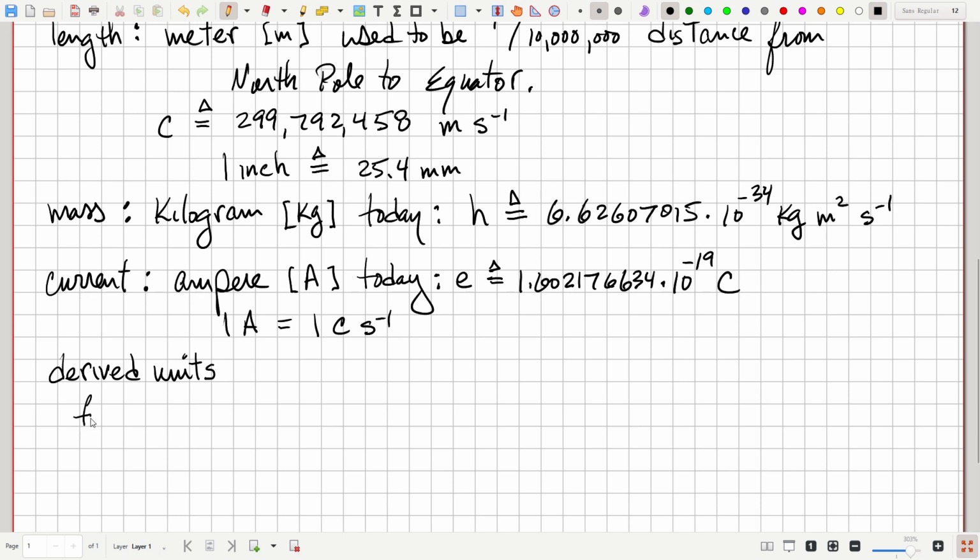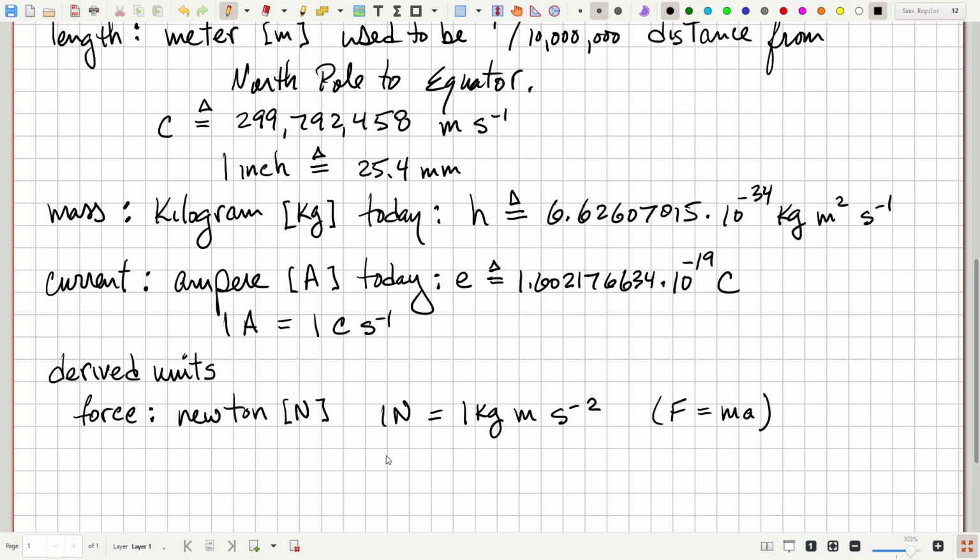So we have force. The unit is the Newton, represented by capital N, and it's defined as 1 Newton equals 1 kilogram meter per second squared. It is the force which will cause 1 kilogram of mass to accelerate at 1 meter per second per second. So after 1 second, it'll be traveling at 1 meter per second. After 2 seconds, 2 meters per second, and so on. And this comes about from Newton's second law of motion. Force is equal to mass times acceleration.